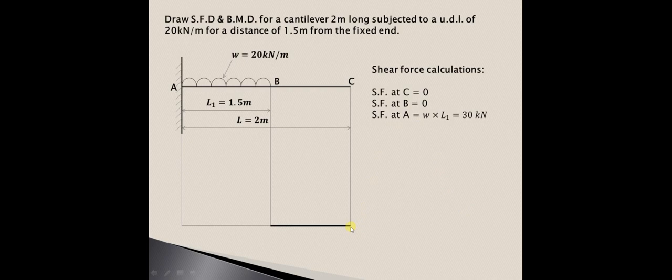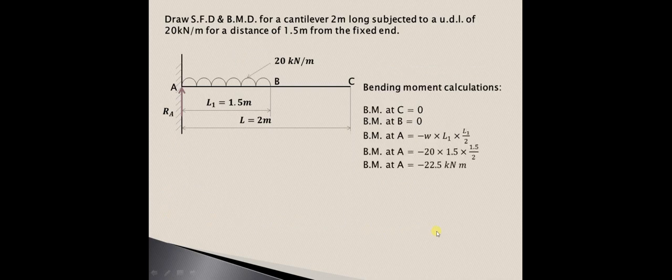So shear force at C is 0, shear force at B is 0. So therefore we have drawn the horizontal line. And at A it is 30 kilonewton. This is nothing but the reaction at A also. So magnitude of this reaction is nothing but 30 kilonewton.